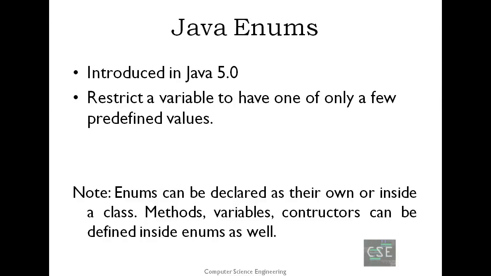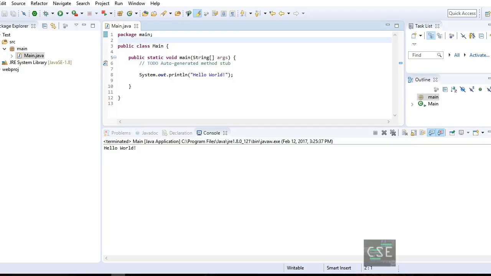So for an example, here we are in our code, and if we consider an application for a t-shirt shop, it would be possible to restrict the t-shirt size to small, medium, and large. And this would make sure that it would not allow anyone to order any size other than small, medium, or large. I'll be showing you how to do the enums in this program.